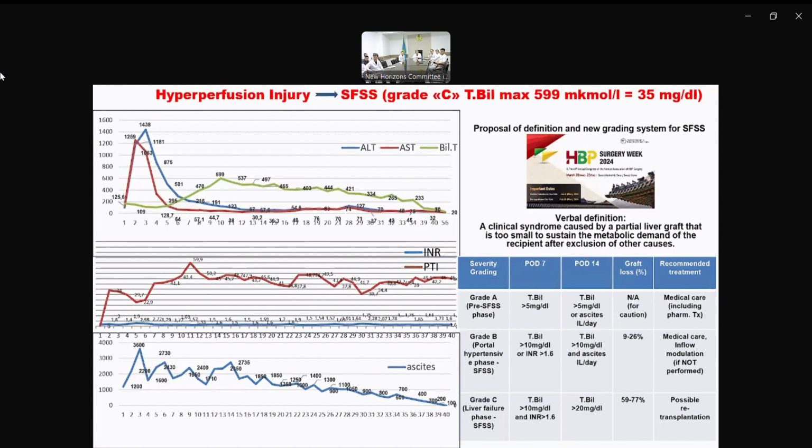Liver markers have increased, ALT 1438 and AST 1259. From the fifth day after LDLT, bilirubin levels began to increase, which peaked on the 10th day and became 599 micromole per liter, which is equal to 35 milligrams per deciliter. According to the proposed new gradation for small-for-size syndrome, it occupies stage C. From the 7th day after LDLT, taking into account the severity of the patient's condition, the patient is included on the waiting list for a cadaveric donor.